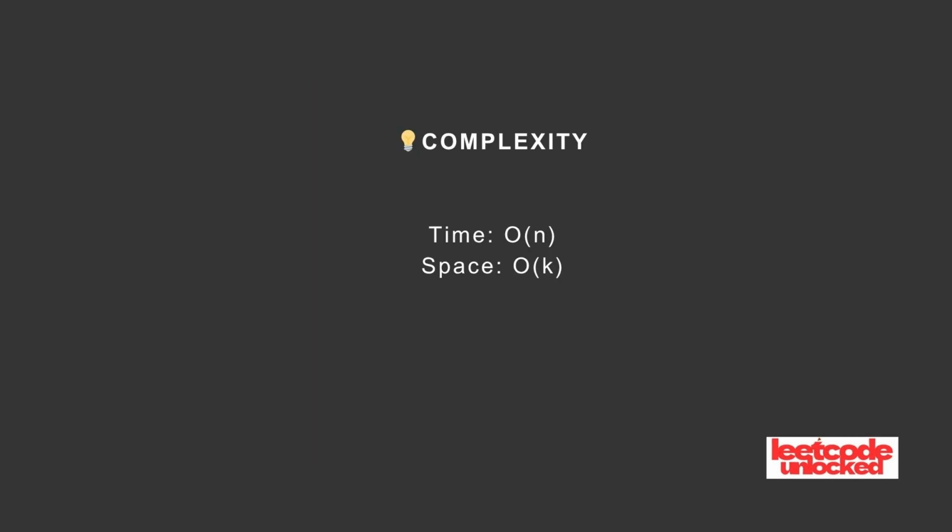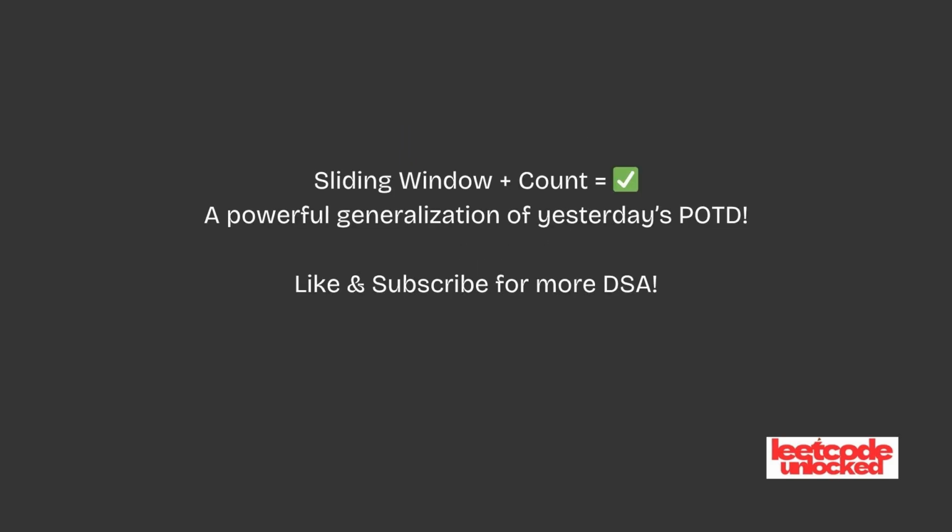Time: O(n). Each element is visited at most twice. Space: O(k). HashMap holds at most k keys. And that's how we count subarrays with at most k distinct integers, a clean extension of yesterday's problem that uses the same sliding window strategy, but with a twist in the count logic. If you understood the difference between longest subarray and count of subarrays, you've just unlocked another powerful DSA pattern.